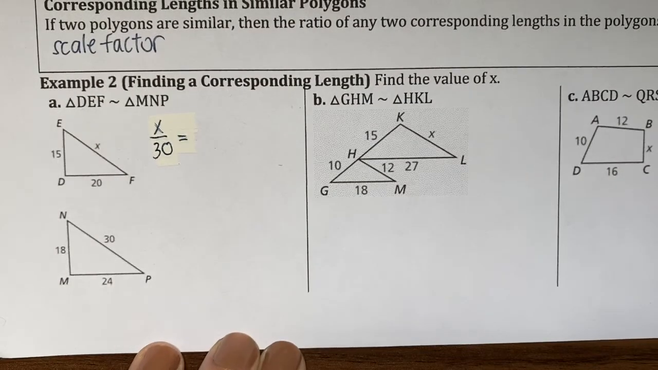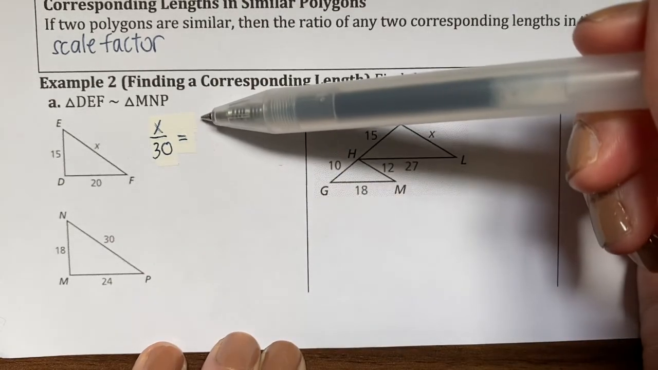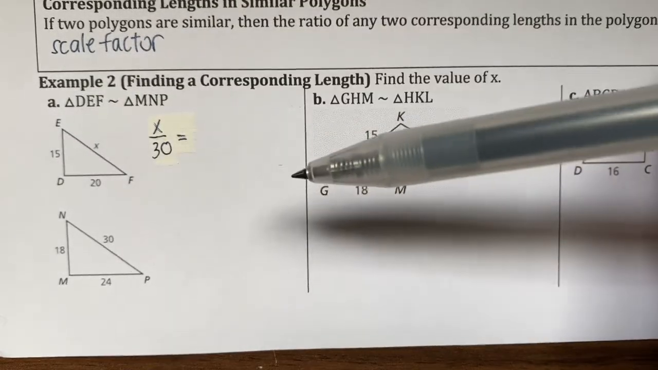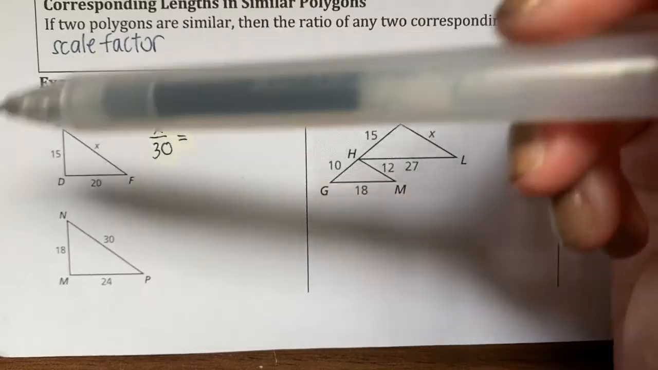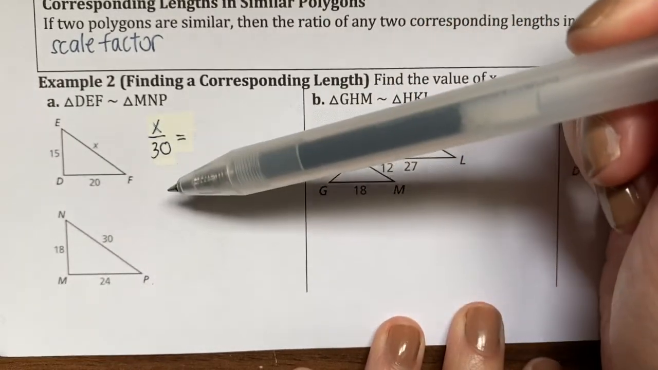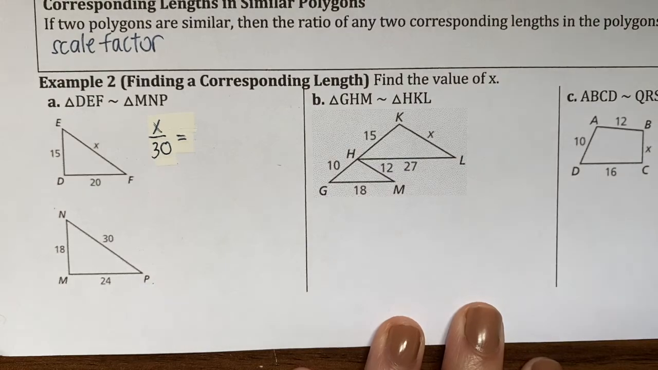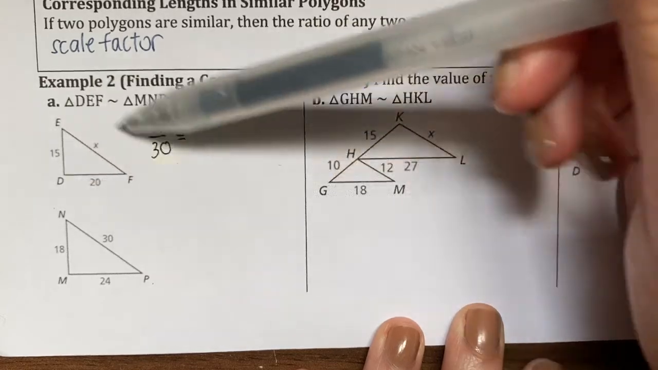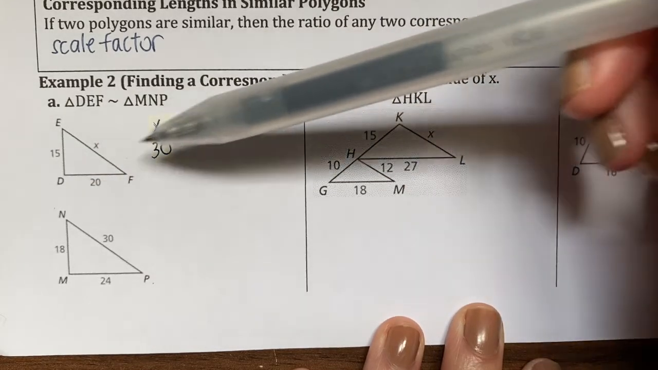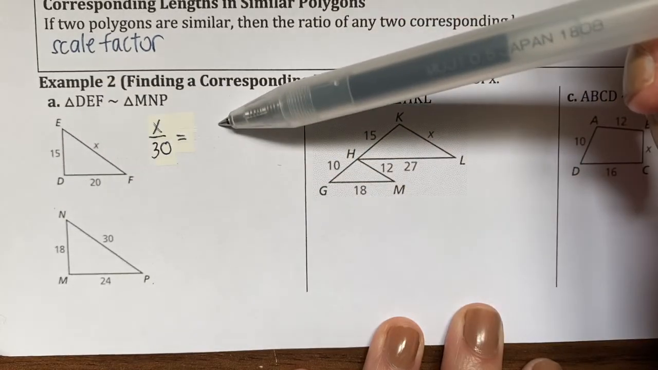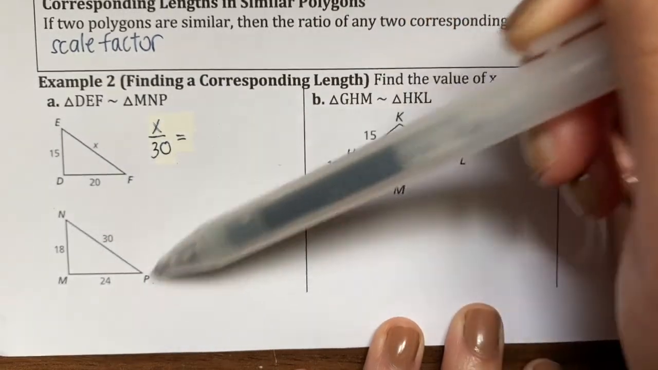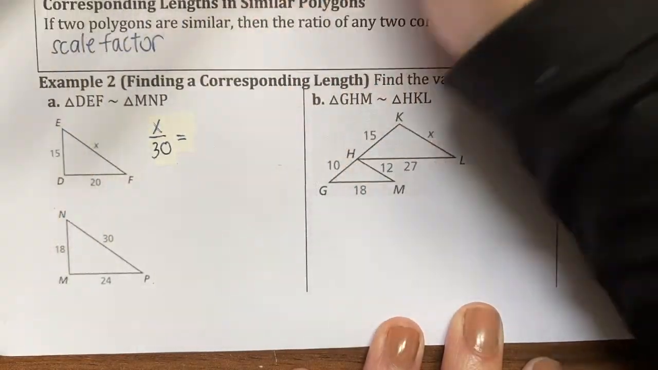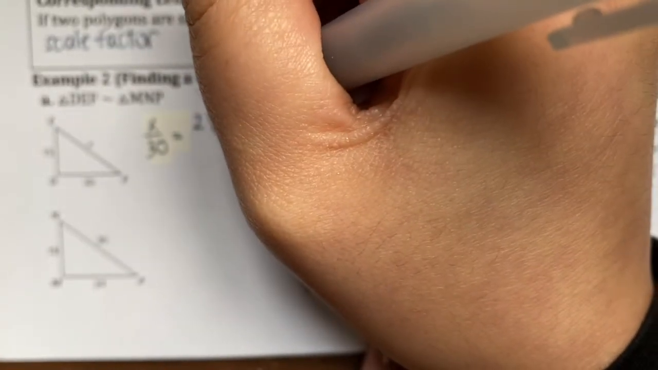You could write 30 over x as well, but when you write your next ratio, you want the order to be the same. So then I want to use another pair of sides that I know both lengths for. So for example, I could use DF and MP, or I could use ED and NM. It doesn't matter which one you write, but the order in which you write the ratio matters. So since I started with a length of DEF on top, for the next ratio that I write, it has to be one of these lengths from DEF that should be on top, and then from MNP on the denominator. So I'm going to use DF and MP. You could use ED and NM as well. So DF over MP will be 20 over 24.